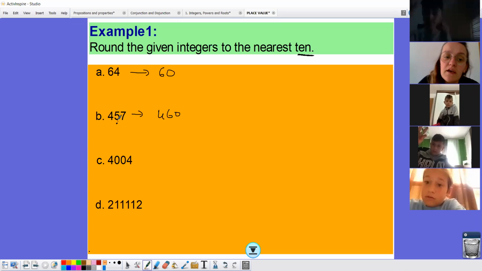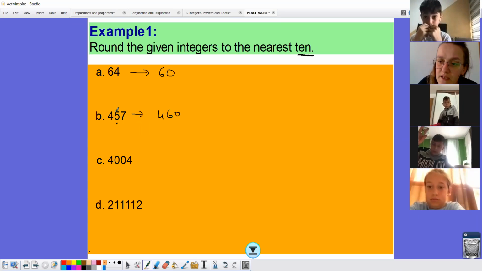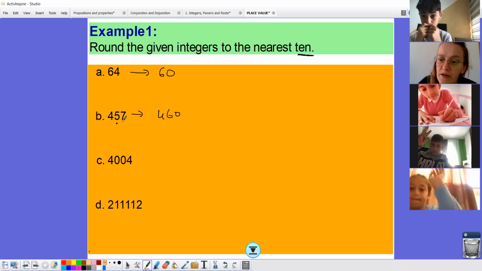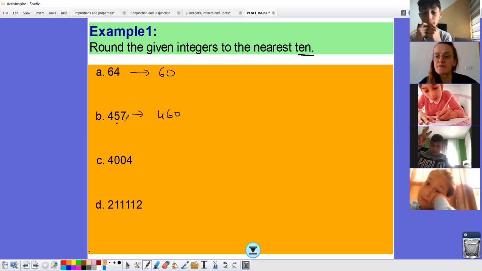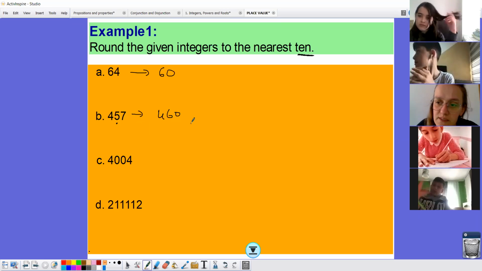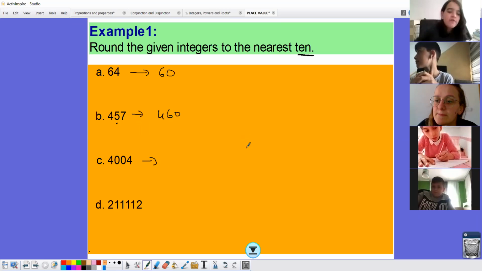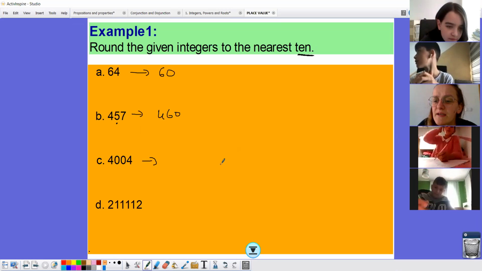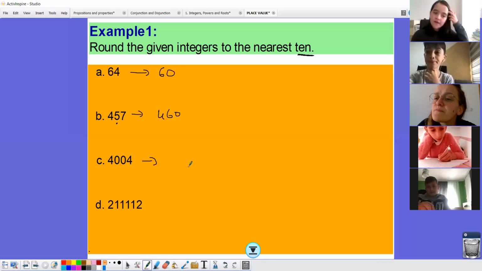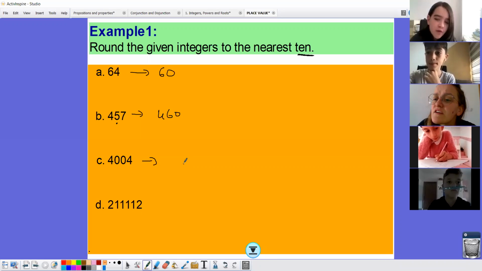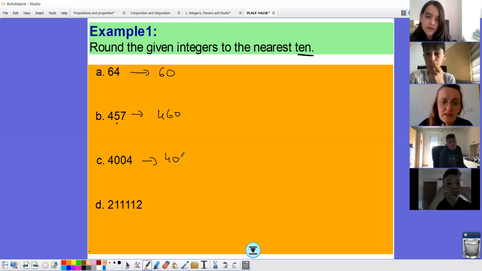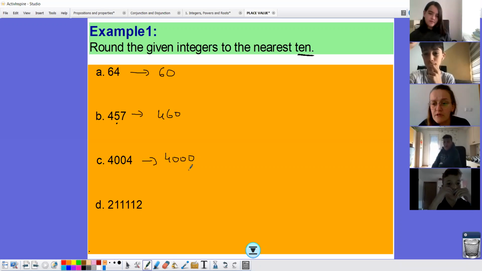Okay, wait a bit. Tens are 5 here, and I'm checking the number after 5, which is 7. 7 is greater than 5, then I'm rounding this to 6. Nesibe, I said. 4,000. Okay, nearest to 4,000. 4,004 rounds to the 4,000.